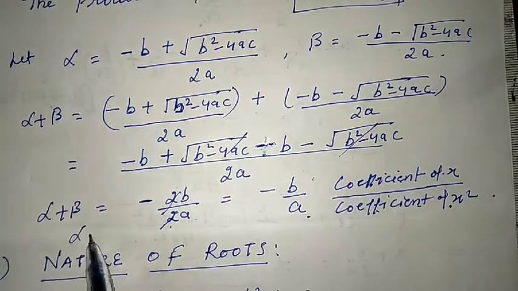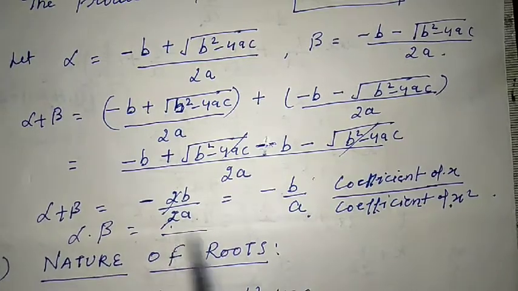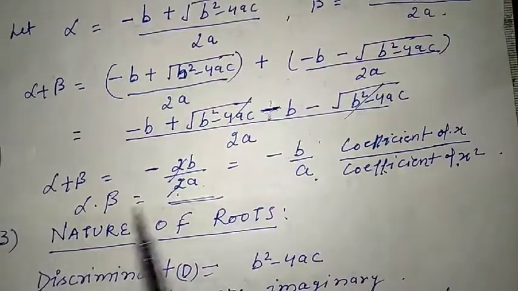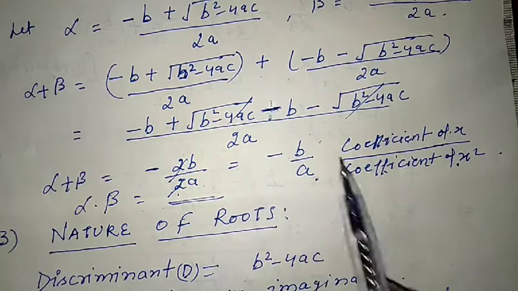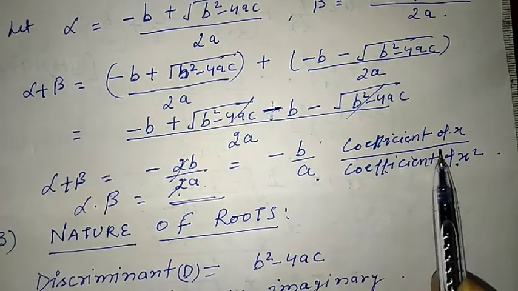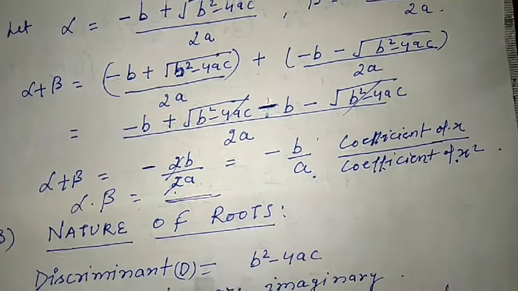Similarly we can find the product also. This is for you to try: find that the product is c upon a, that is, the constant term upon the coefficient of x square.